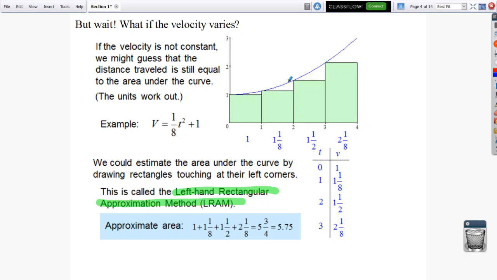Notice that all of my rectangles are underneath the curve. Oh gee, I wonder how I can tell that that's an under approximation. That was me being sarcastic, I will tell you later.